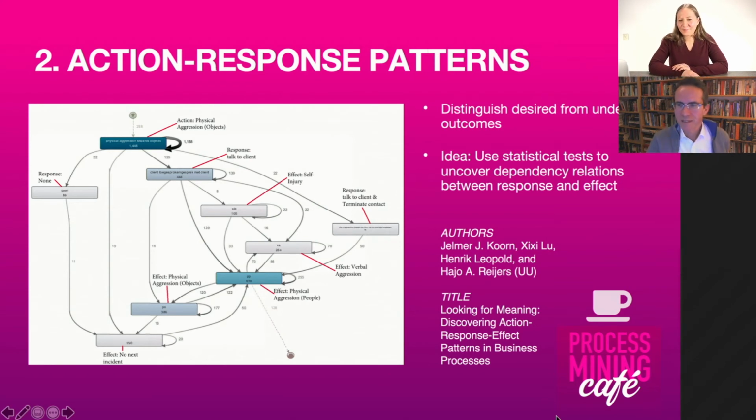Yeah. So this is something everybody will recognize who knows a little bit about process mining. We first discover the process, and when you look at this model, you will see that we have classified the different activities in this process into different categories. So you can see that there is an action which takes place at the top of the graph. So there's physical aggression, for example, in a ward for mentally challenged people, and then you can see different responses.